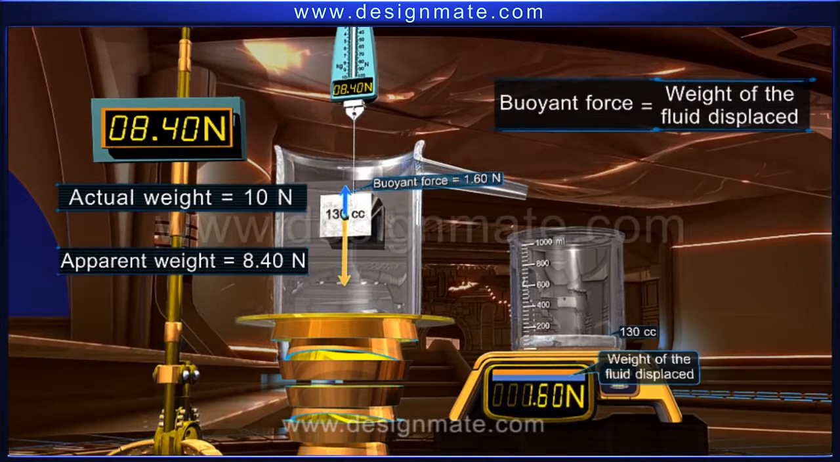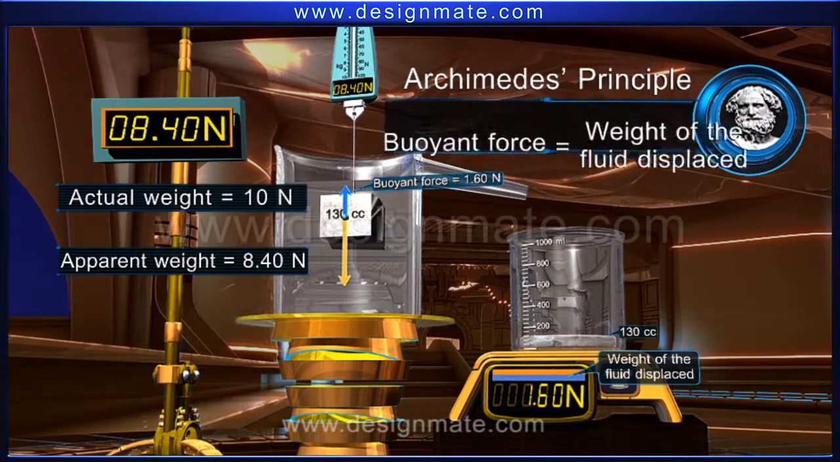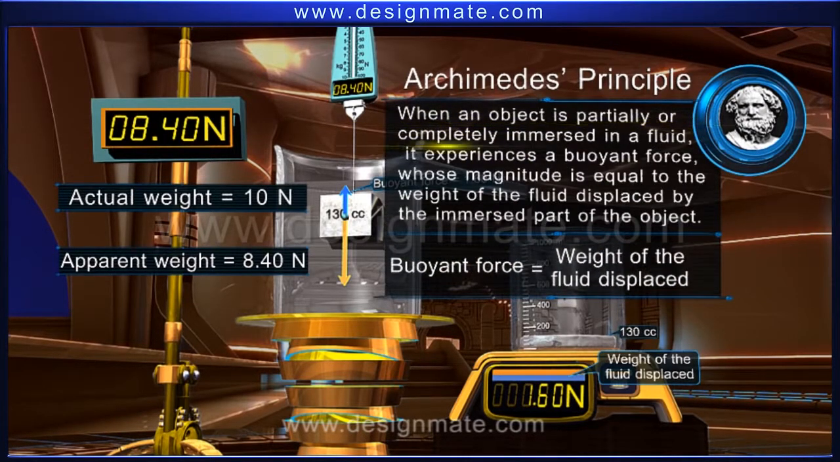This relation was discovered by Archimedes and is called Archimedes' principle. It states that when an object is partially or completely immersed in a fluid, it experiences a buoyant force whose magnitude is equal to the weight of the fluid displaced by the immersed part of the object.